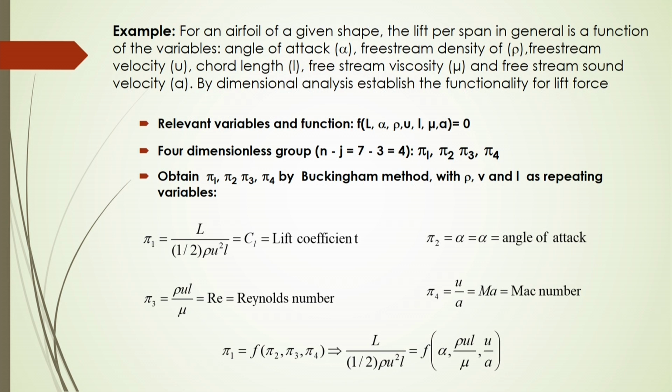Similarly, let us do another example here. For an airfoil of a given shape, the lift per span in general is a function of variables like the angle of attack, which we have already discussed, then the free stream density of the fluid, the free stream velocity u, the chord length L, and the free stream viscosity of the fluid mu, whereas the free stream sound speed also has to be considered here, which will be A.